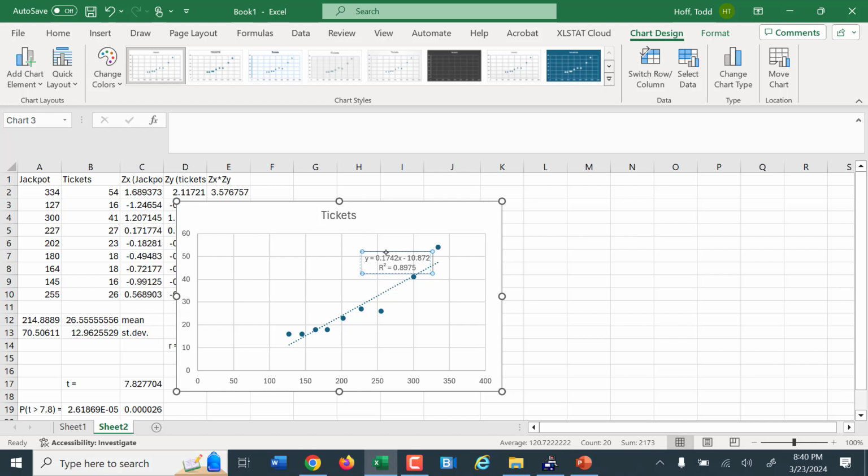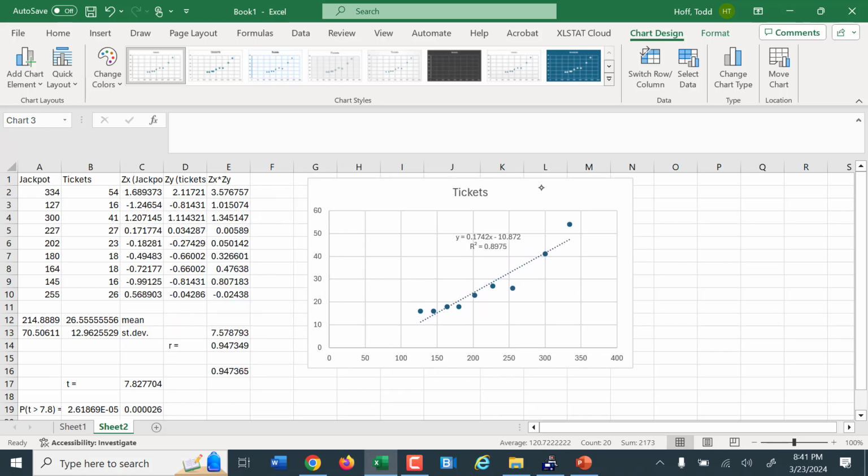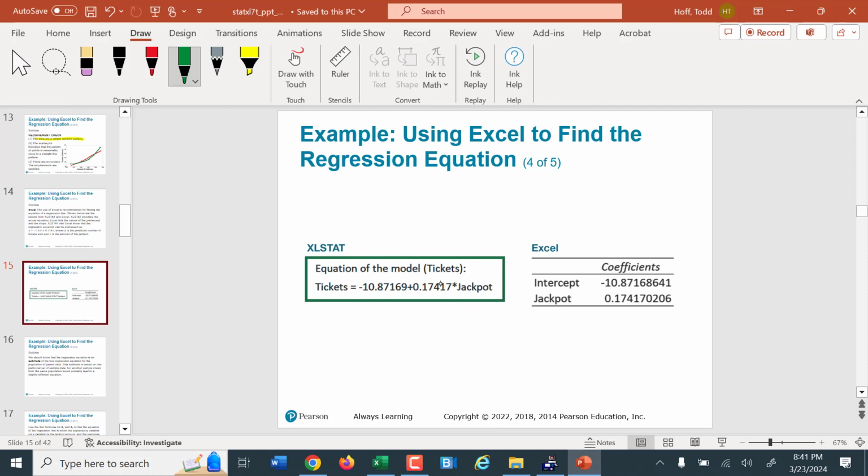So first of all, this is the equation right up here. The 0.1742 is the slope, and 10.872 is the y-intercept, and that is negative there. And we talked about this R². I have to take the square root of that to get my R value, my correlation coefficient. So we can get it without Excel Stat in Excel. I think that using just the scatter plot is easier than using the Excel Stat add-in anyway.